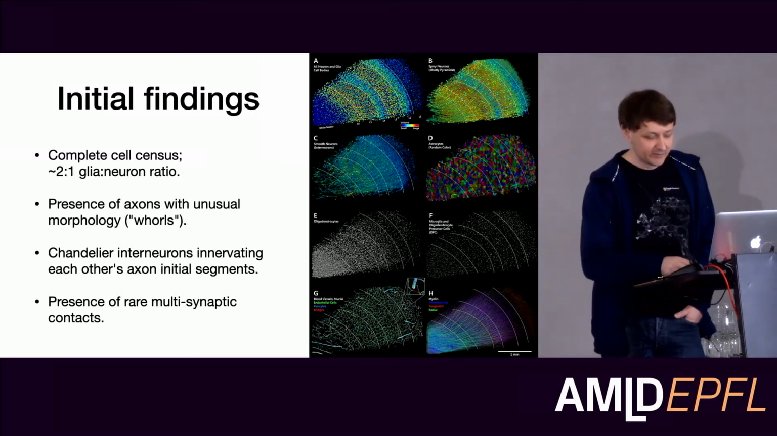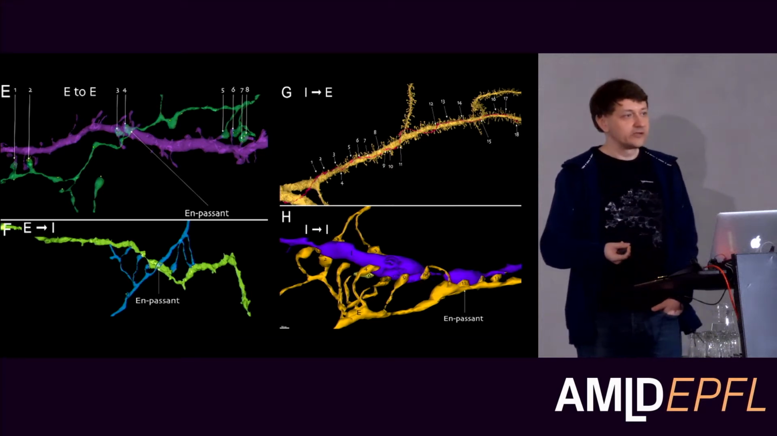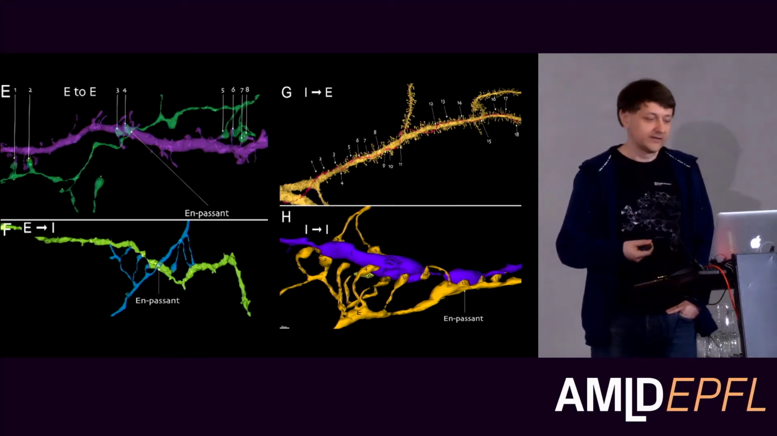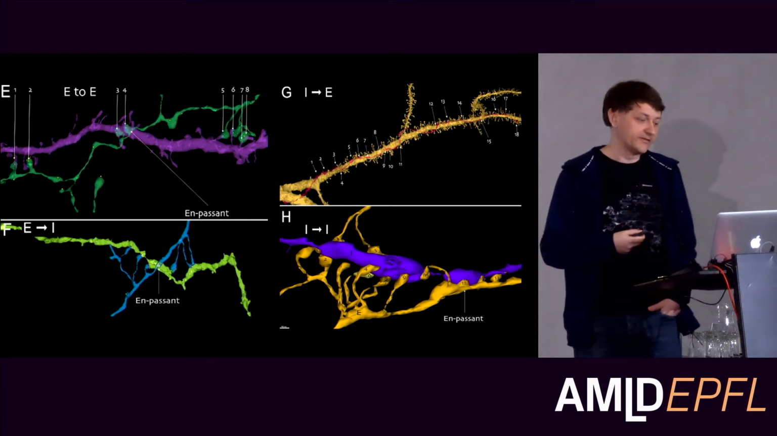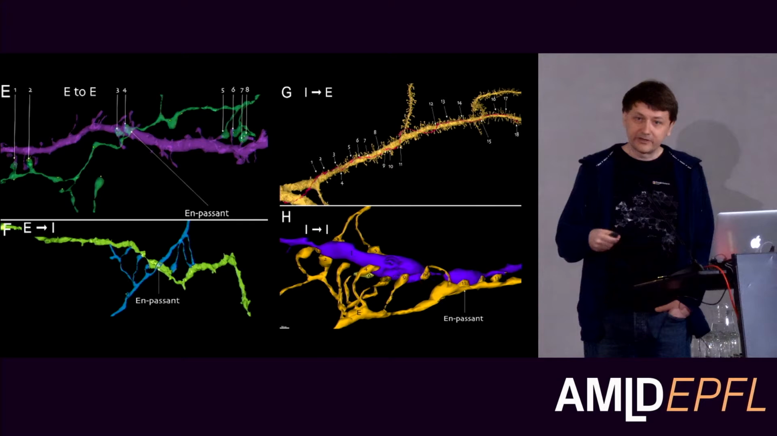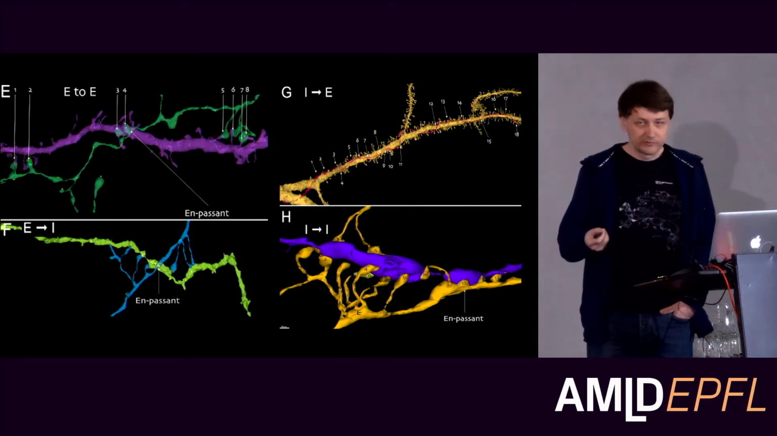And what I wanted to show you is some very curious things that we have found that nobody really expected before we started looking at the data. Some of them we still don't fully understand. So the first of them is those rare but statistically more frequent than one would expect, so-called multisynaptic contacts.